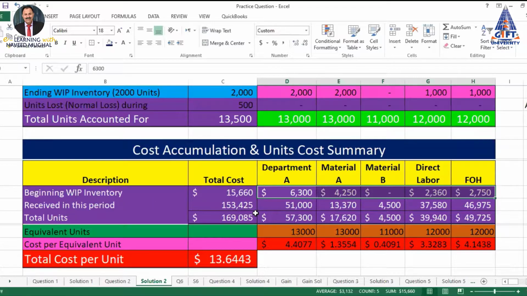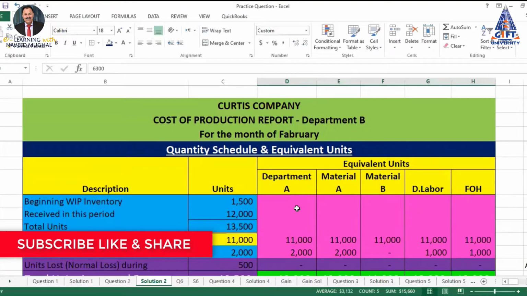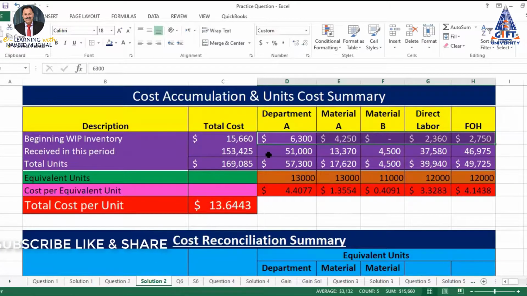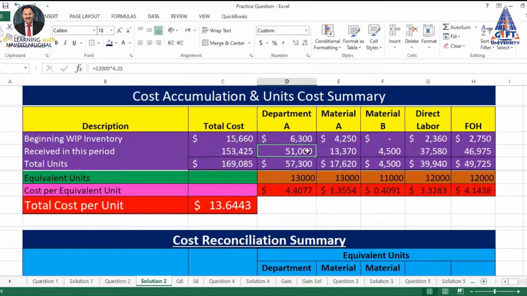Then the cost added during this period. We received 12,000 units from the preceding department in this period of February, and those units bear a cost of 4.25 per unit. When we multiply 12,000 with 4.25, we get 51,000. Material A cost has been given in our question, material B cost will also be given, direct labor is given, and FOH is also given.